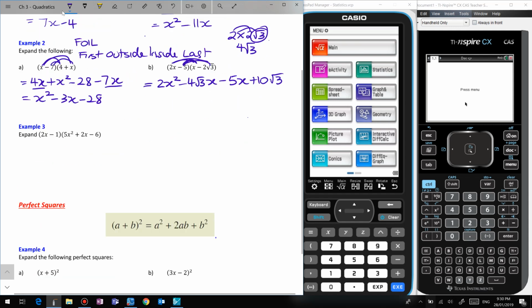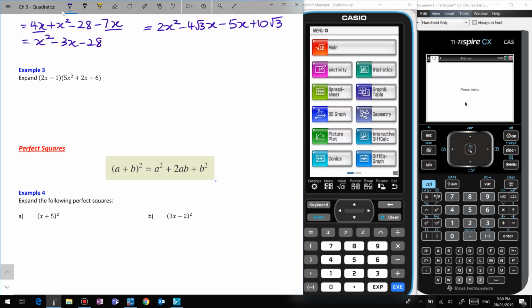Okay. Here we want to expand this out. I've got 2x, that has to multiply everything in the second bracket, so we'll do that first. 2x times 5x squared is 10x cubed. 2x times 2x is 4x squared. 2x times negative 6 is negative 12x. Then we multiply our negative 1 by everything in the second bracket. So negative 5x squared, negative 2x, and plus 6.